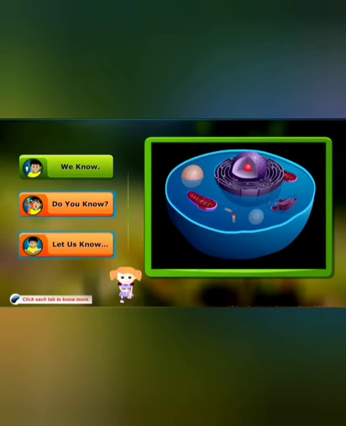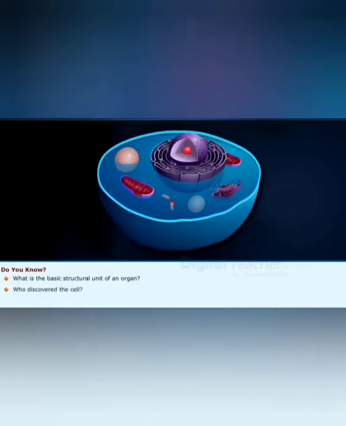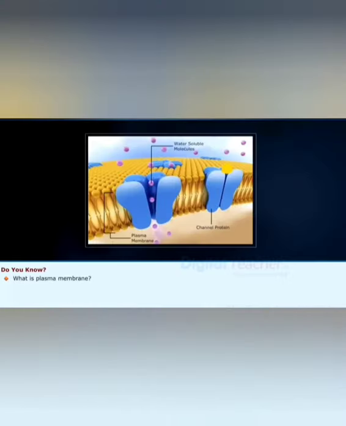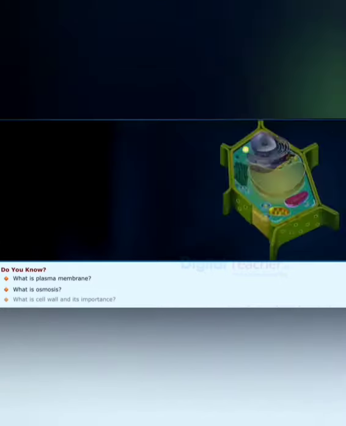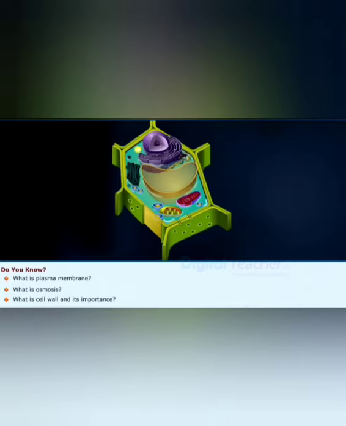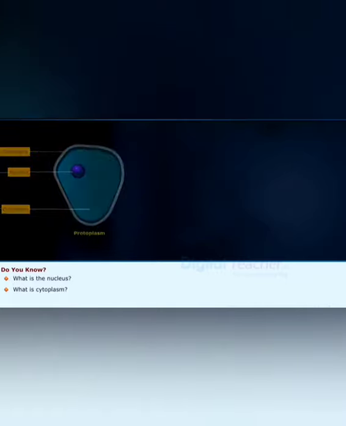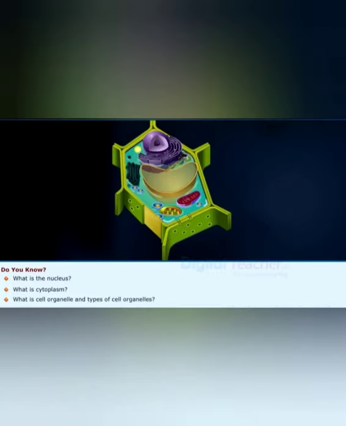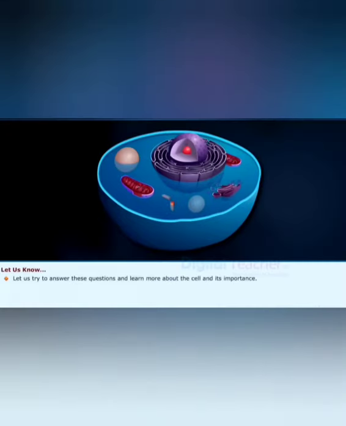Do you know, children, what is the basic structural unit of an organ? Who discovered the cell? What is the size and shape of the cell? What is plasma membrane? What is osmosis? What is cell wall and its importance? What is the nucleus? What is cytoplasm? What is cell organelle and types of cell organelles? Let us try to answer these questions and learn more about the cell and its importance.